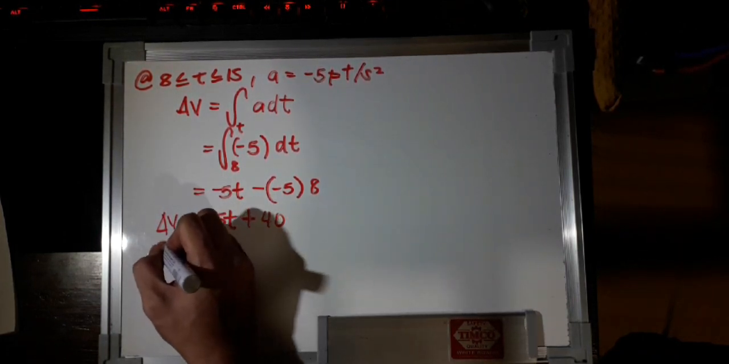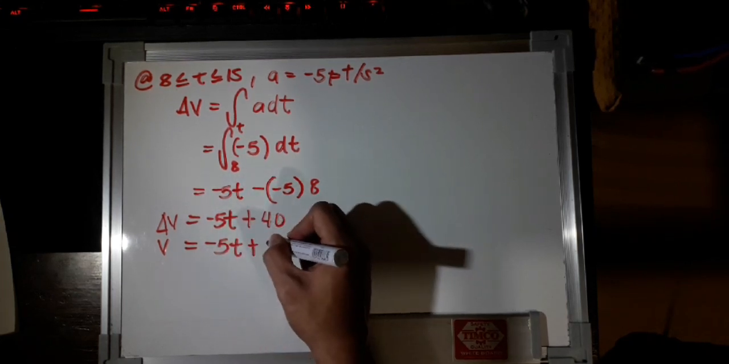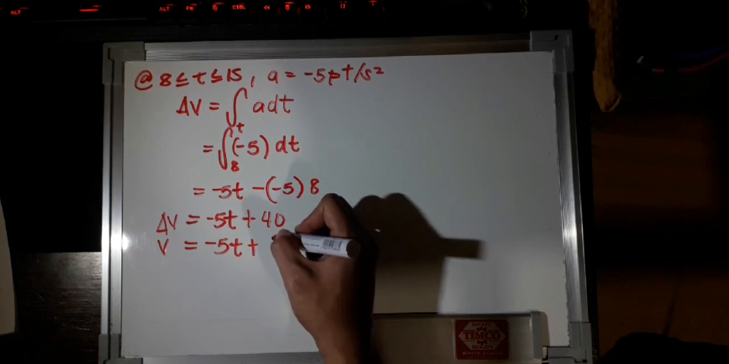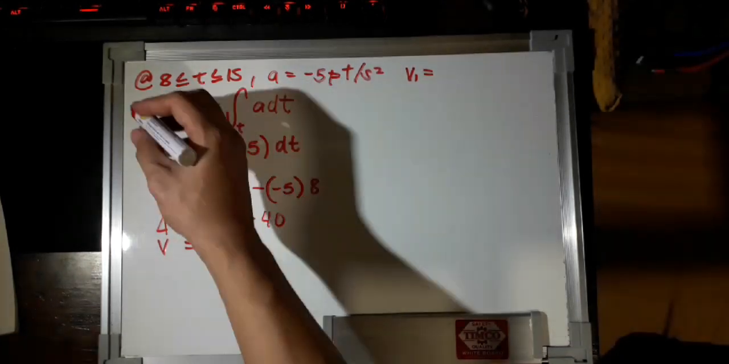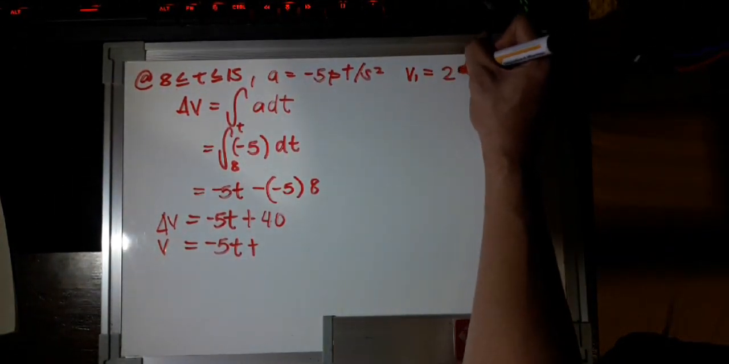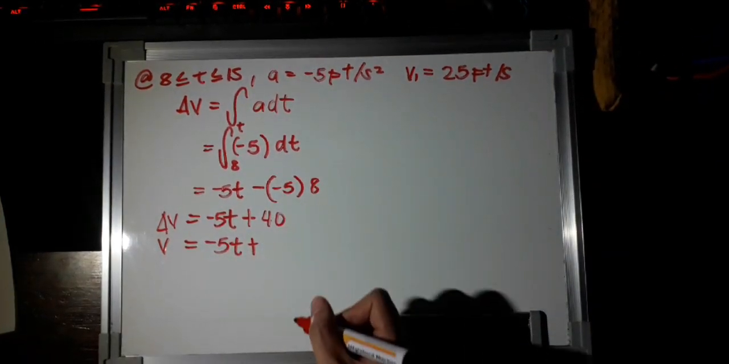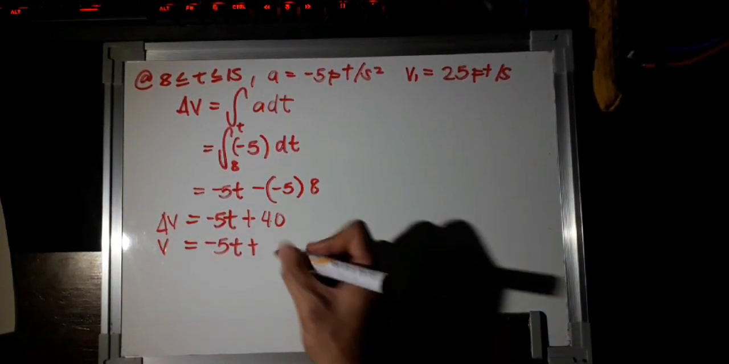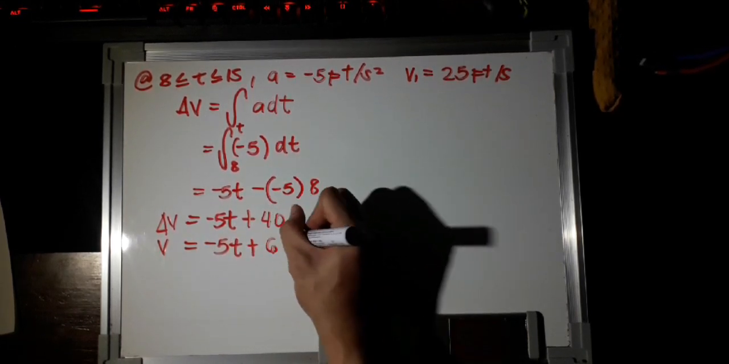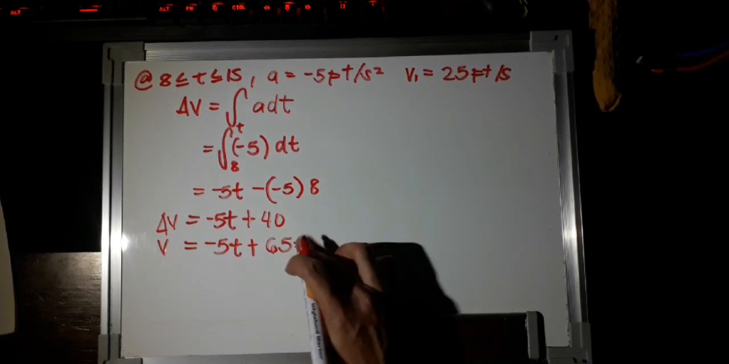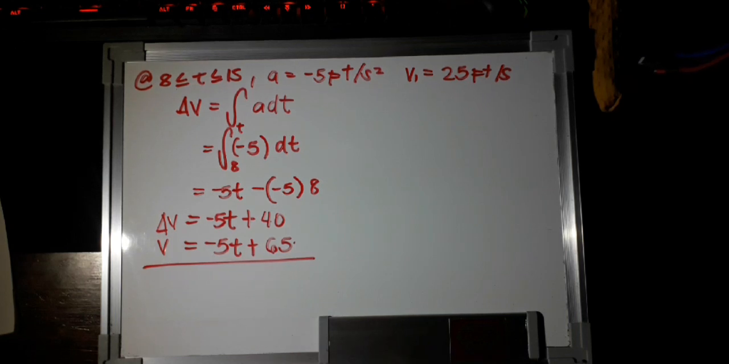So in order for us to get the value for velocity, negative 5t plus 40, and then the initial velocity that we got when time is equal to 8 seconds is 25 feet per second. So negative 5t plus 40 plus 25, that will give us 65. So v is equal to negative 5t plus 65. This is the value for velocity.